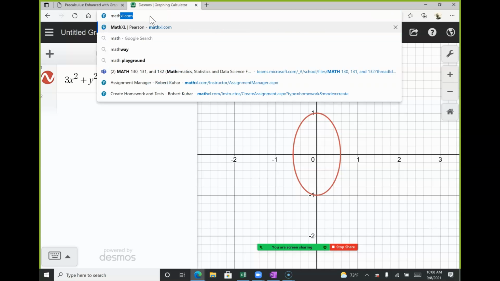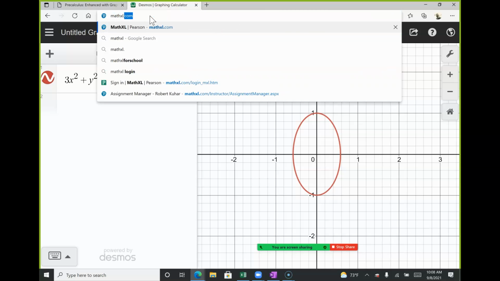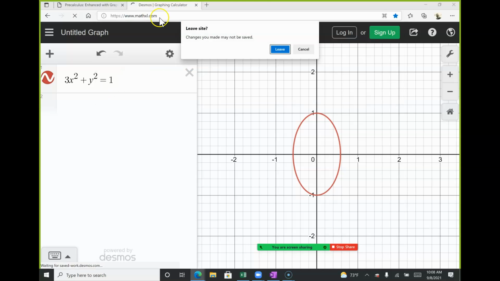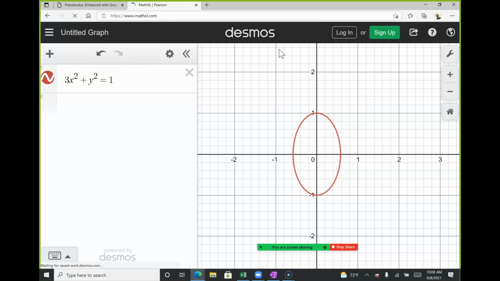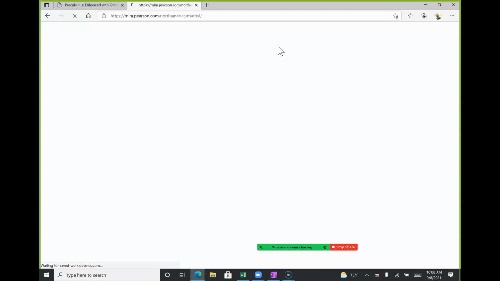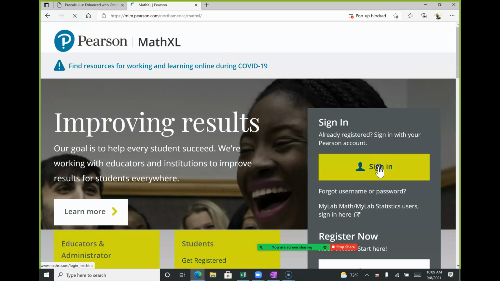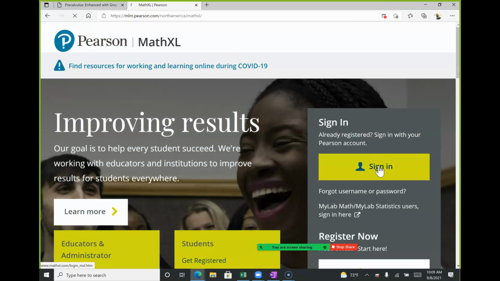I will say if you're using Math Excel, if you're using Desmos, it keeps running scripts. So if you leave it open, it will slow your computer down quite a bit. So just understand that. You might need a restart if you fall asleep and wake up in the morning and Desmos was open the whole time.